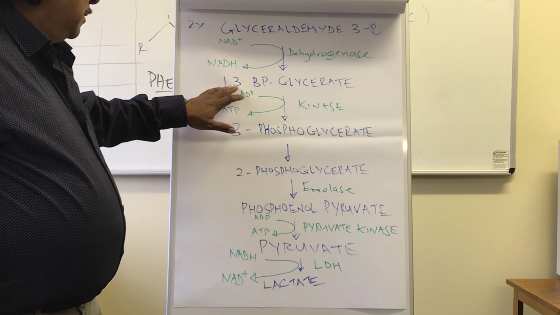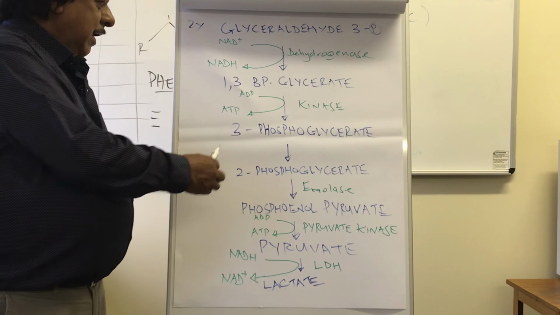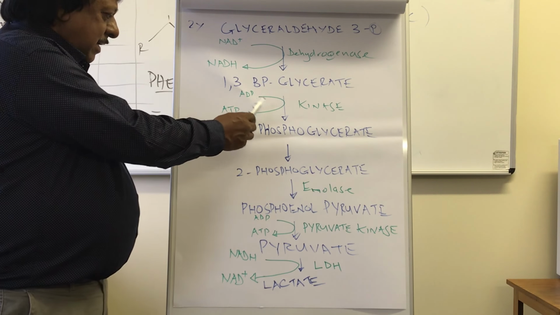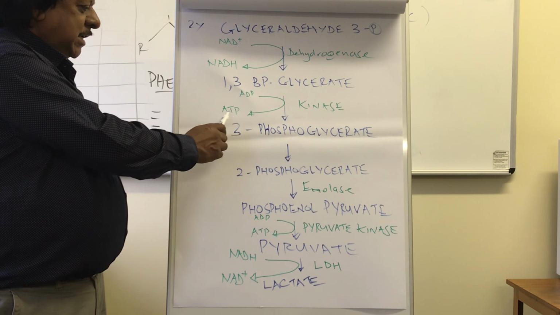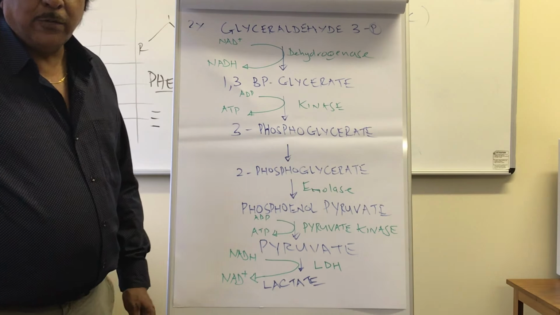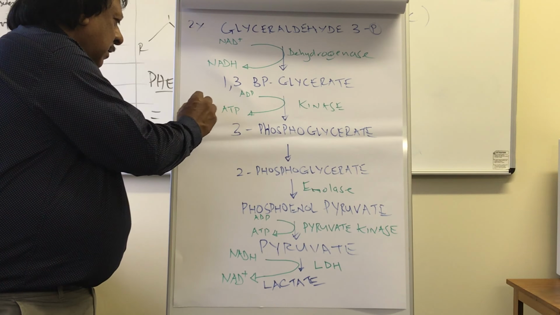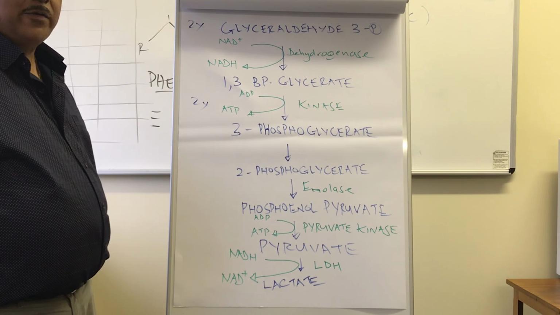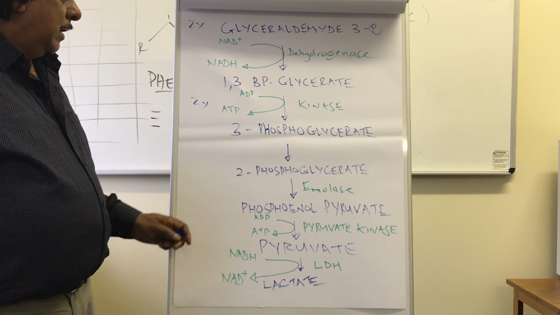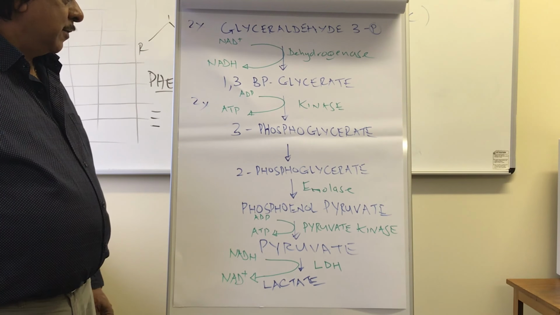Okay, so once 1,3-bisphosphoglycerate is formed, in the next step, we have a kinase. And one of the phosphates is donated to ADP, and you'll see we generate our first ATP. Remember that this will be two molecules of ATP because we're dealing with two 3-carbon sugars here. And the resultant product here is 3-phosphoglycerate.